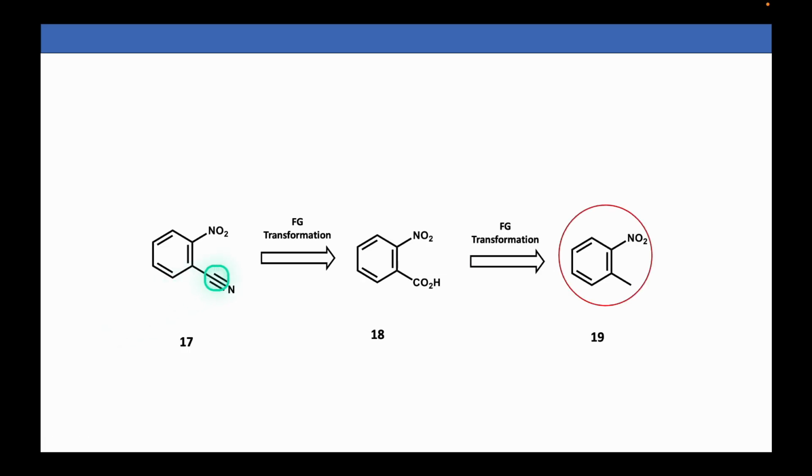The cyano group in 17 is converted to the carboxylic acid in 18. And finally, this functional group is converted to a methyl. In this way, orthonitrotoluene 19 is obtained as the raw material.